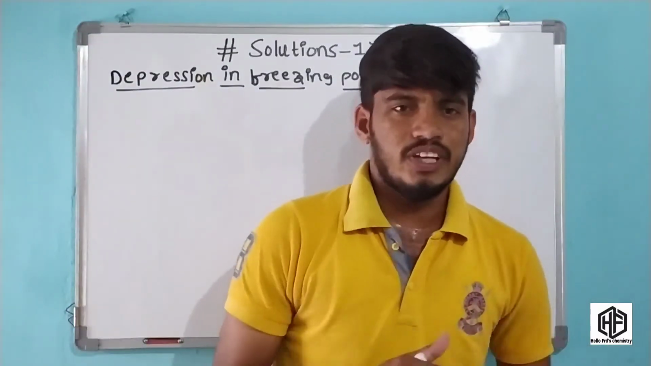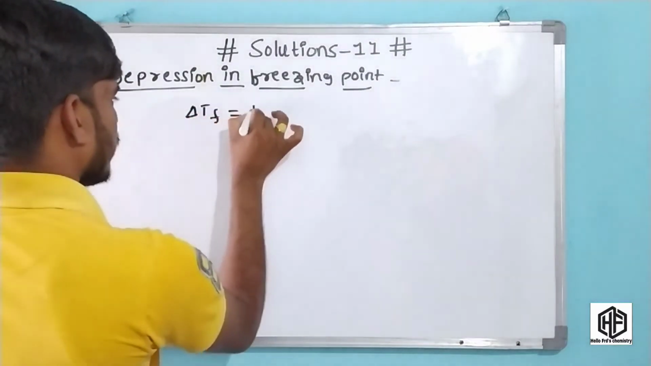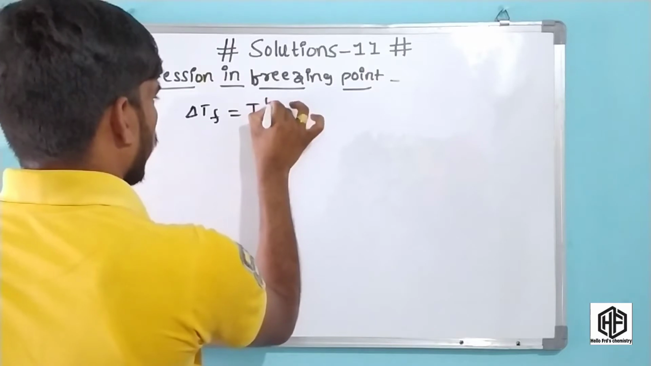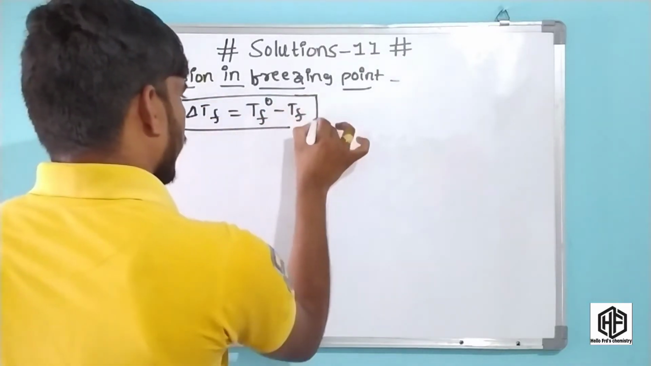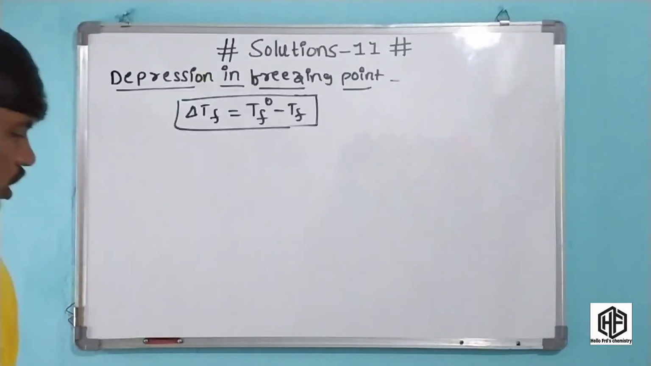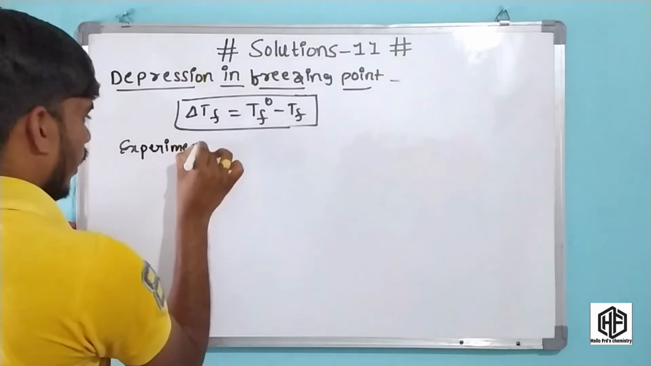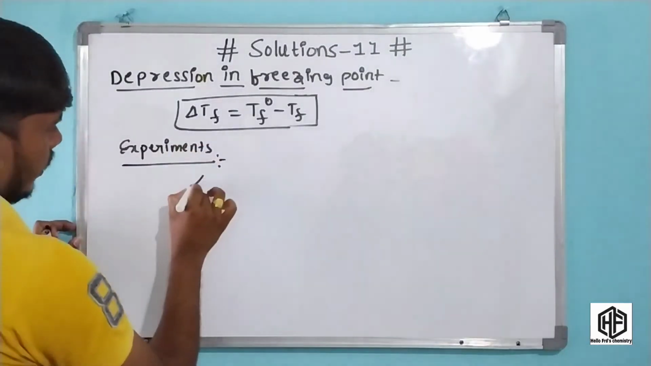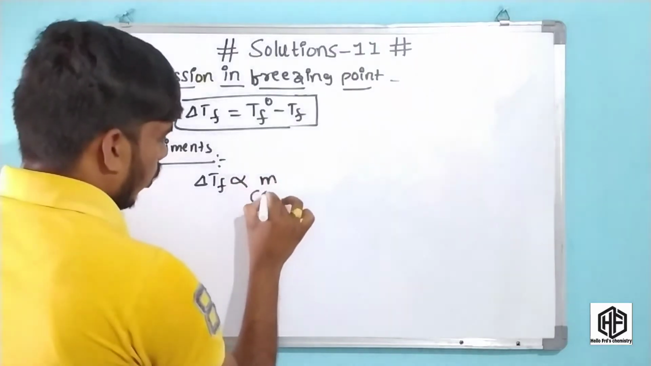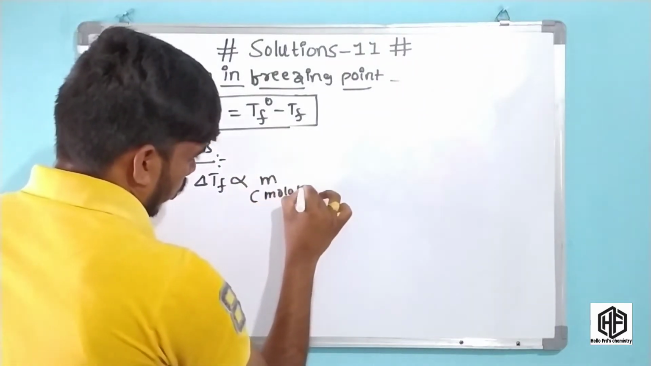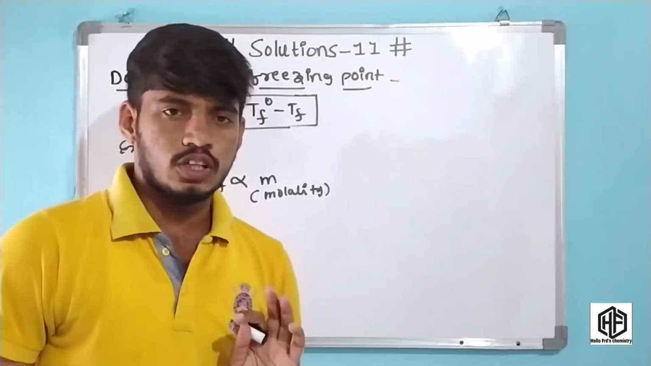Okay friends, depression in freezing point. Depression in freezing point, ΔTf, is equal to Tf0 minus Tf. Experimentally, this depression in freezing point is directly proportional to small m, which is molality.